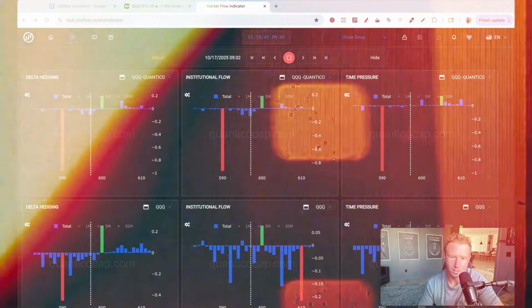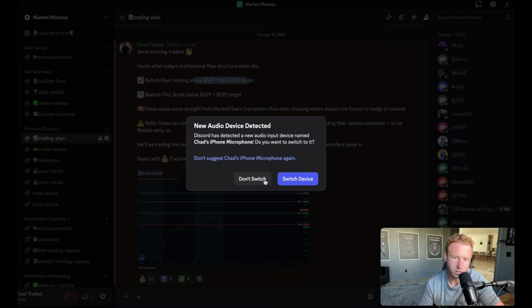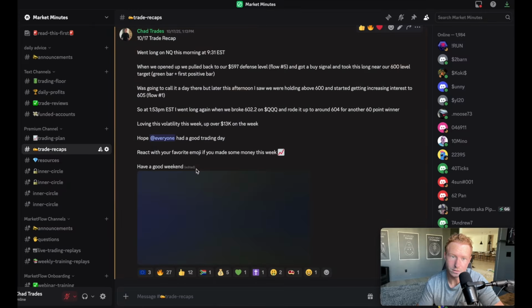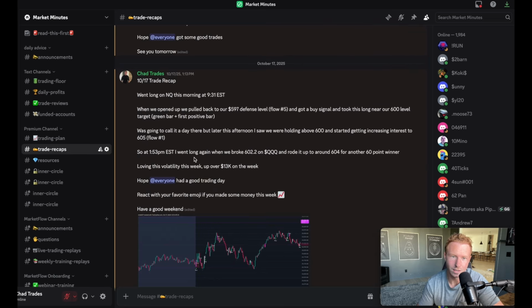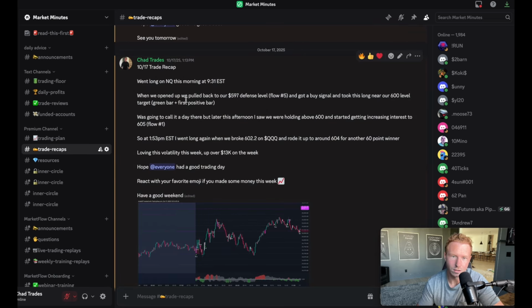We can actually go to my Discord. You can see this is the trade I took. I'm not just saying this. We can go to 10:17. I went long on NQ this morning at 9:31 Eastern time.